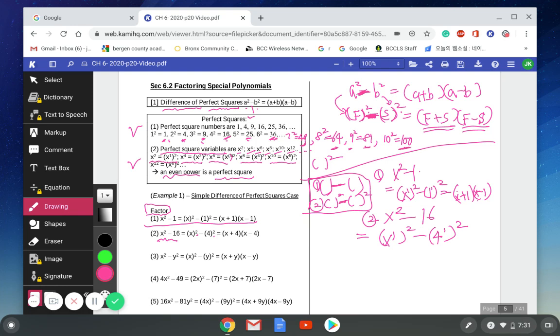Okay, then it becomes a product of the addition of two terms, first term and second term. You don't have to write a 1 because for power 1 you don't write it. And the second one is the subtraction of x and 4. Okay, so you do that. Now number 3, x squared minus y squared. You can make it x to the square minus y to the square. So x plus y times x minus y.